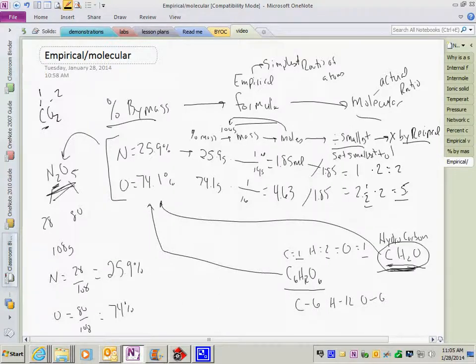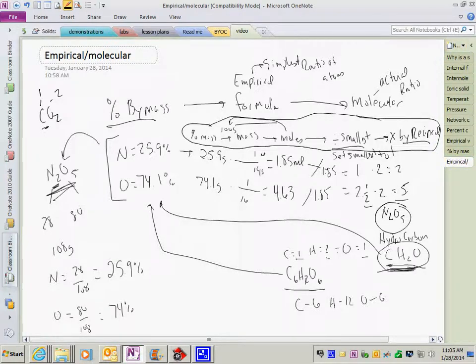Half is probably the most common fraction that you will see. My empirical formula is N2O5. Again, this is a more complicated example. This right here is the standard path by which you would convert these things. It should be in your notes. Again, this is just one example. More to come in class.